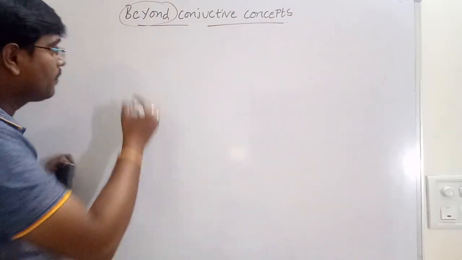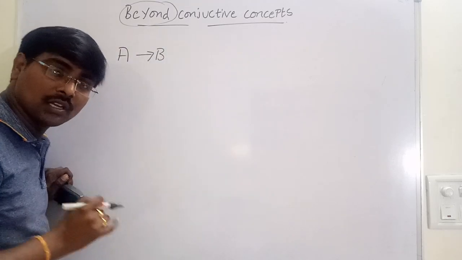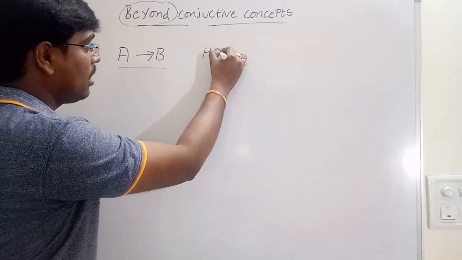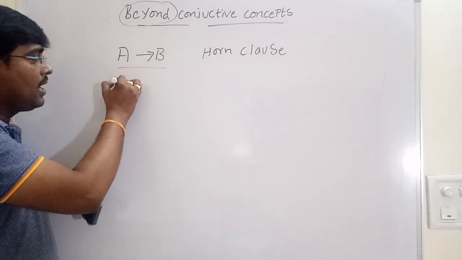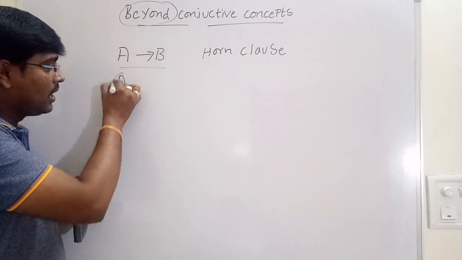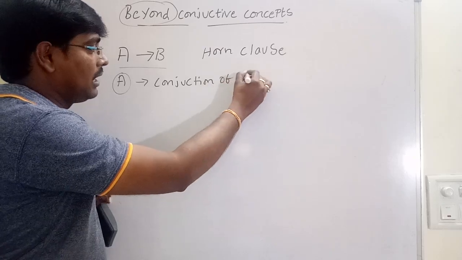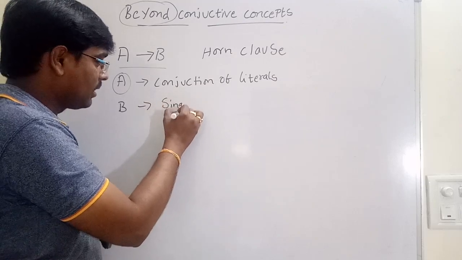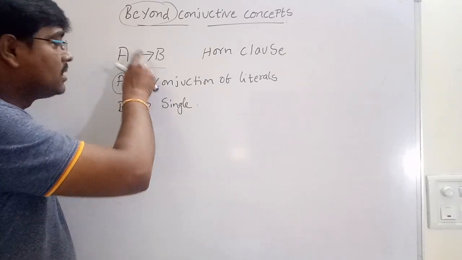In Horn theory, suppose an implication A implies B. An implication A implies B is a Horn clause if A is a conjunction of literals and B is a single literal. Remember, here A is a conjunction of literals, and B is a single literal. This is a Horn clause.